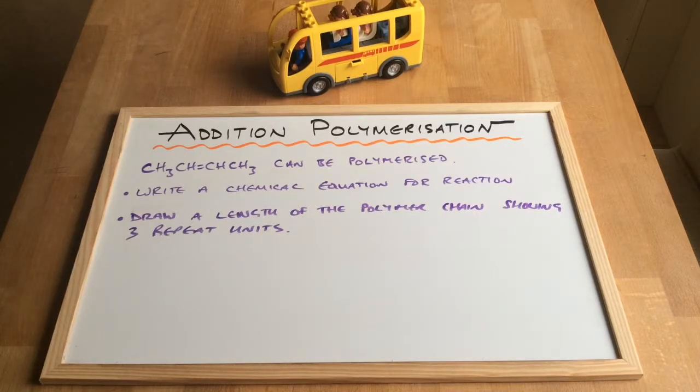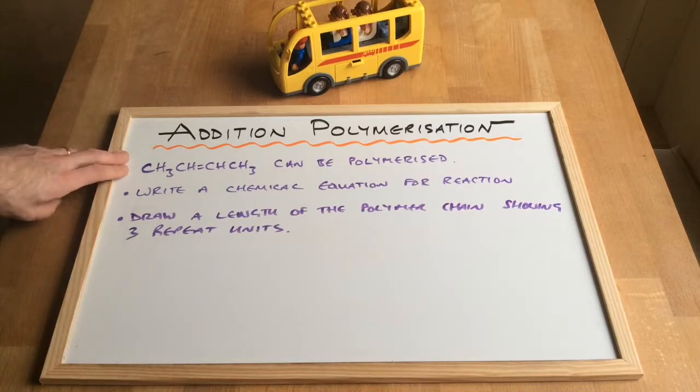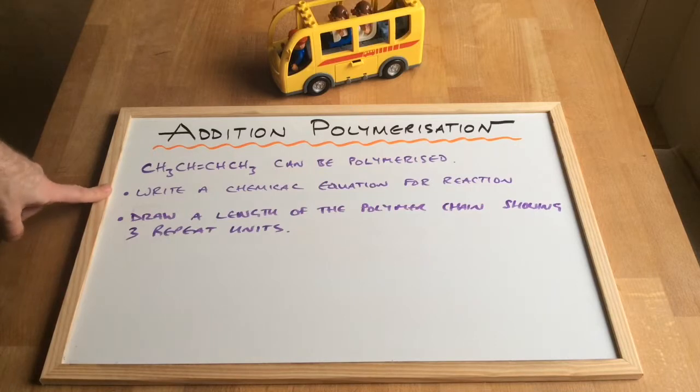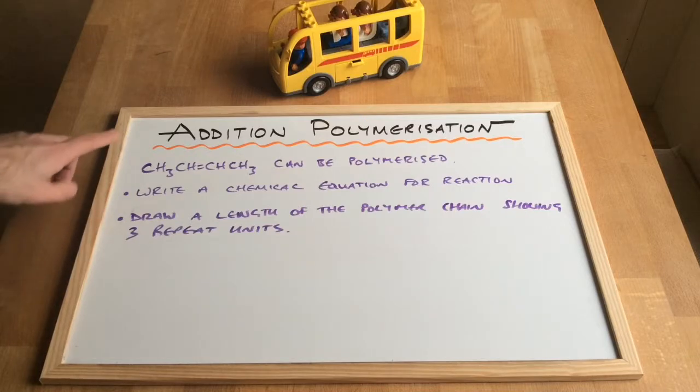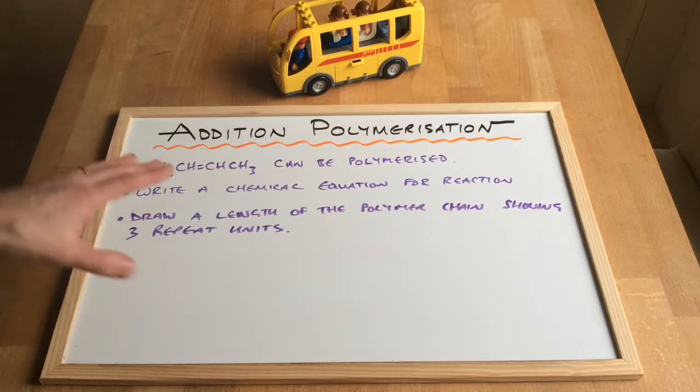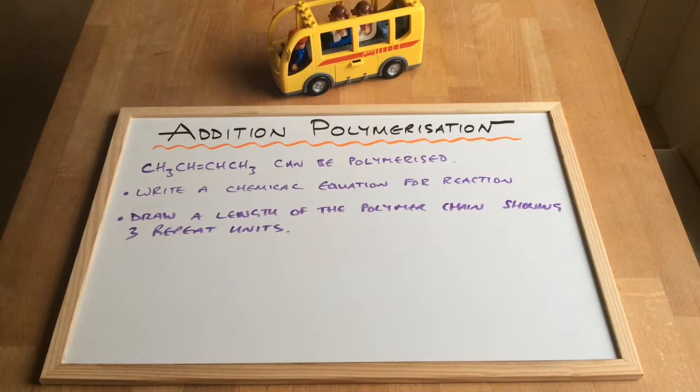So we've got an alkene. So this alkene can be polymerized. Write the chemical equation for the reaction and draw a length of the polymer chain showing 3 repeat units. We're also going to have to name this, so think about the name for that as we go through. So I'll start with the top tip from my chemistry teacher. What he always told us to do was make your monomer look like an ethene molecule.